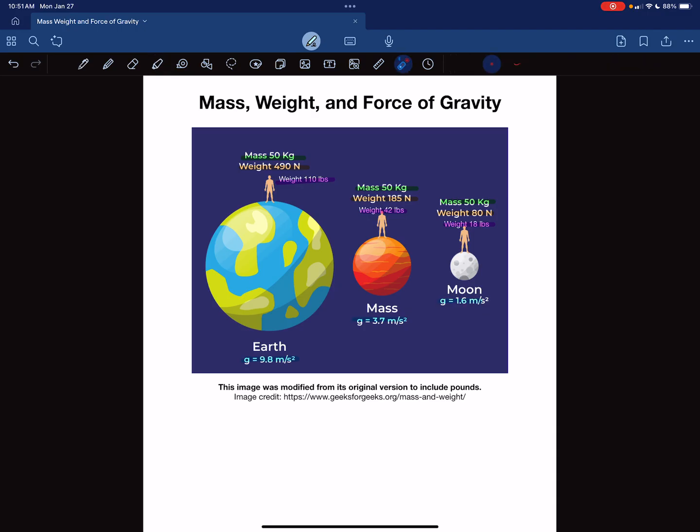So when we have the strength of gravity decreasing from 9.8 to 3.7, we see the mass stays the same, but the weight in newtons decreases from 490 to 185. Similarly, the weight in pounds, 110 to 42, again, it decreases. And when we go from Mars to the moon, the gravitational field strength decreases from 3.7 to 1.6, and the weight decreases from 185 to 80, and from 42 to 18 pounds.